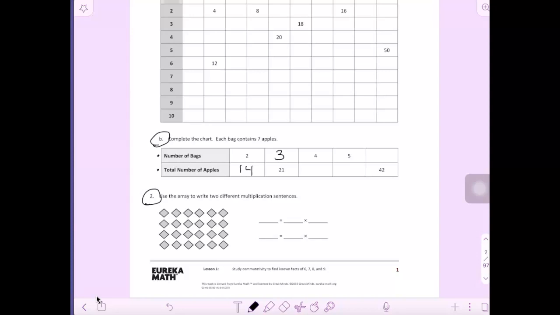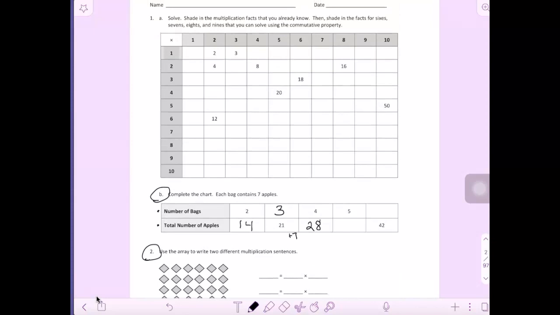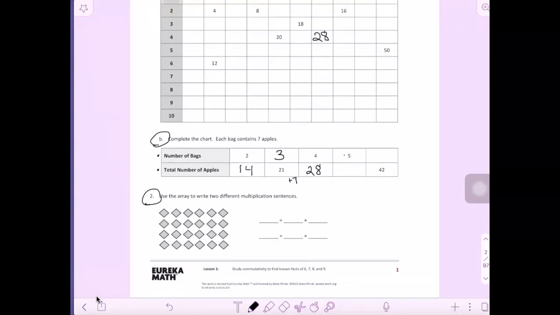We can tell that we're counting by ones on top, so this would be 3, and they show us that 3 bags times 7 apples in each bag gives us 21 apples. 4 bags times 7 apples in each bag. If we add another 7 onto our 21, 4 times 7 is 28. Or you can go up and look in your chart and you should have 28 filled in where 4 and 7 meet. 5 bags times 7 apples in each bag would give us 35. And 6 bags of 7 apples would give us 42.